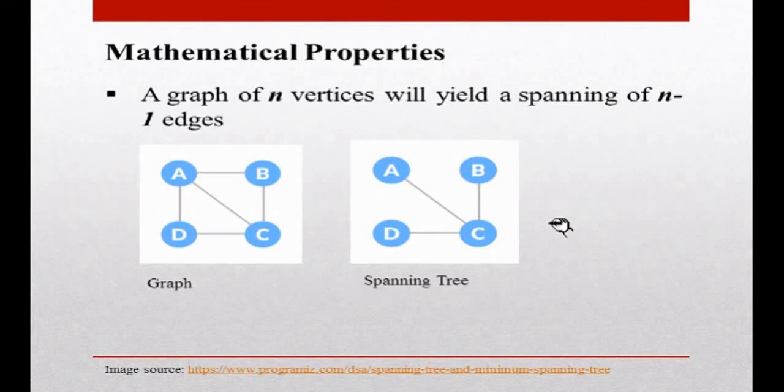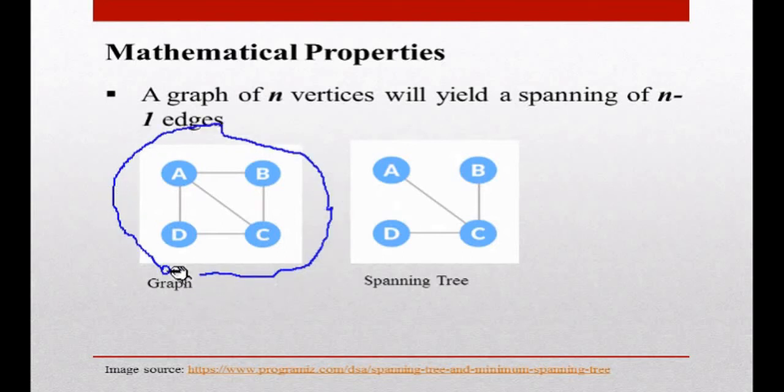So let's take this particular graph. A, B, C, D. So we have 4 vertices and some number of edges. In this case, we have 5 edges. So to make all these 4 vertices connected, how many edges do we need? Obviously, you need only 3 edges. So if you have n vertices, you need n minus 1 edges. That is also a basic property of a tree. In order to have a tree with n vertices, you need to have only n minus 1 edges.